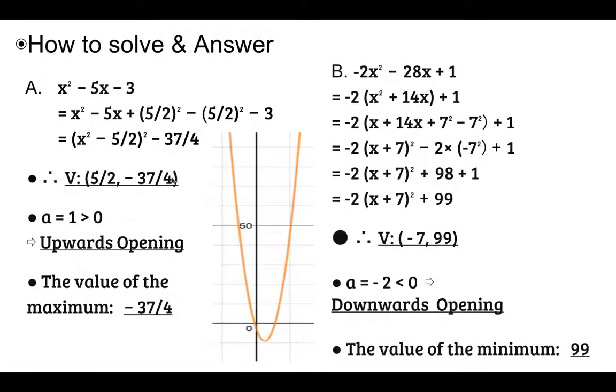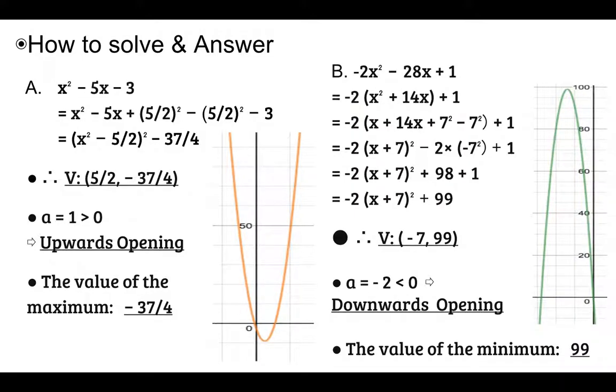So B. We can get this like this. That is the same way. And finally we can get this equation. According to this, the vertex is negative 7 and 99. Look, the value of a is negative 2. Negative 2 is less than 0, so the graph will be downward opening. And the value of the maximum is 99.